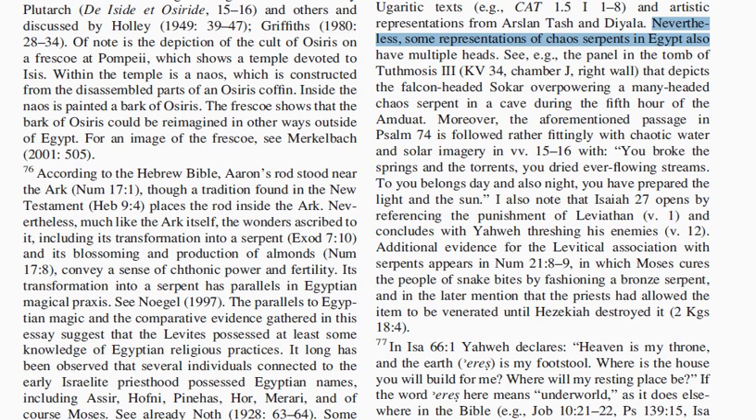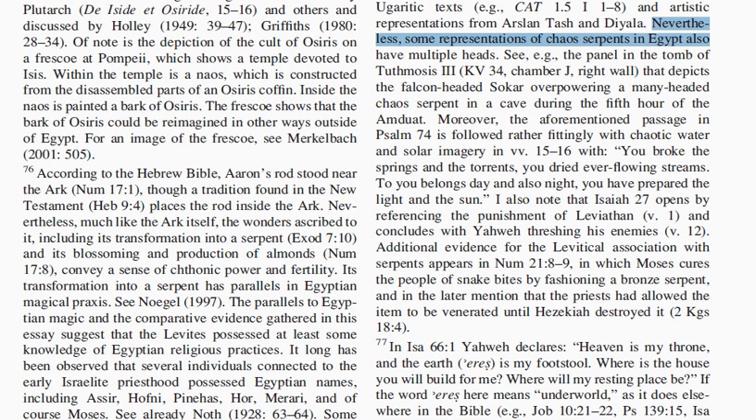Moreover, the aforementioned passage in Psalm 74 is followed rather fittingly with chaotic water and solar imagery in verses 15 and 16: "You broke the springs and the torrents, you dried ever-flowing streams. To you belongs day and also night. You have prepared the light and the sun." I also note that Isaiah 27 opens by referencing the punishment of Leviathan, verse 1, and concludes with Yahweh threshing his enemies, verse 12.